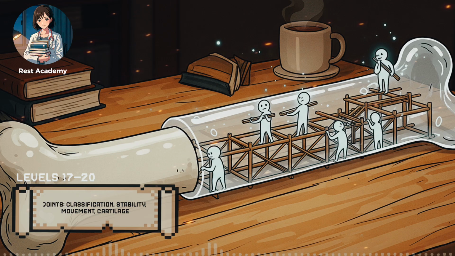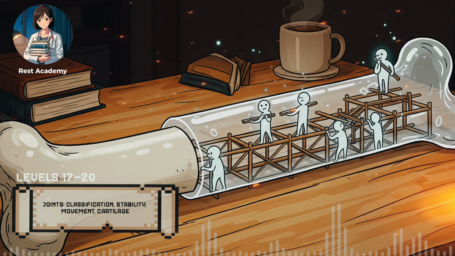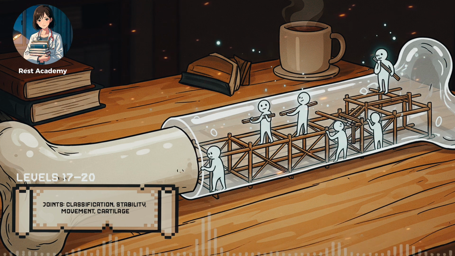You press your palm against a door hinge and feel metal glide with little sound. Your joints solve the same engineering problem every minute: how to trade stability for motion without scraping parts to dust. Four ideas let you read any joint clearly: classification, stability, movement, and cartilage.